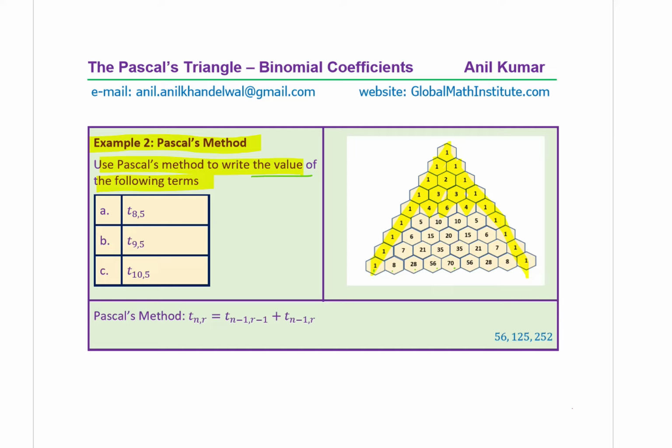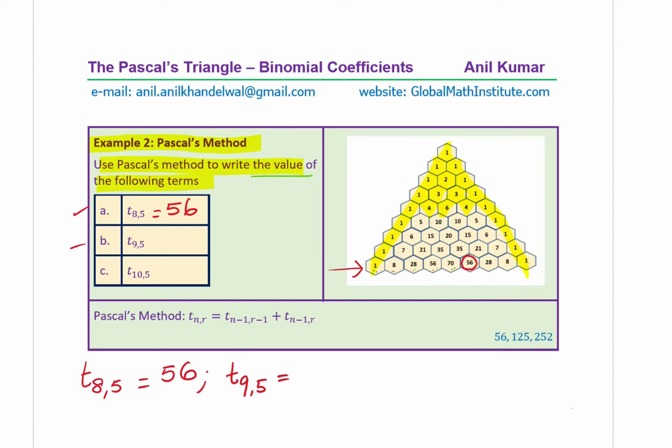Now, here is my answer. First, let's try to find out what is T85. T85 we can read directly from this particular Pascal's triangle which we have created. So that is the row which we are looking at, and T85 will be starting with 0, 1, 2, 3, 4, 5 is this particular term, so it is 56.